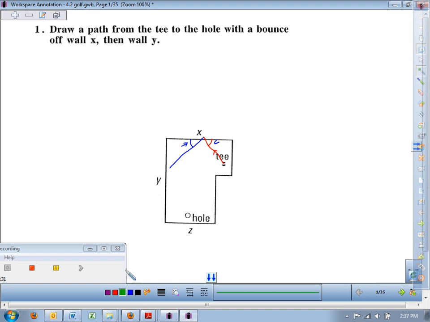Hopefully you realize that also, if you hit a ball straight at a wall, it's going to bounce right back at you. The angle of incidence is equal to the angle of reflection. So here's how we get started.